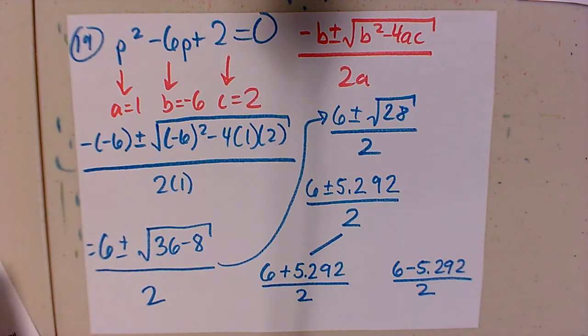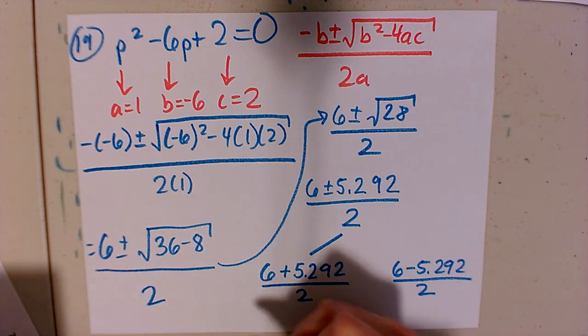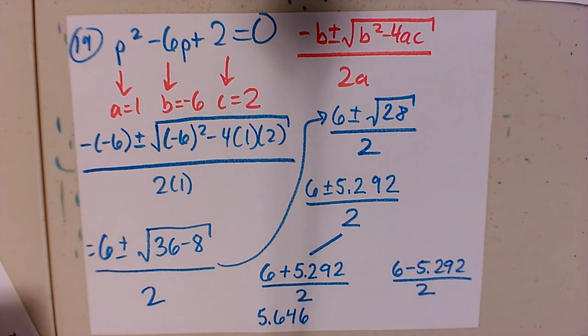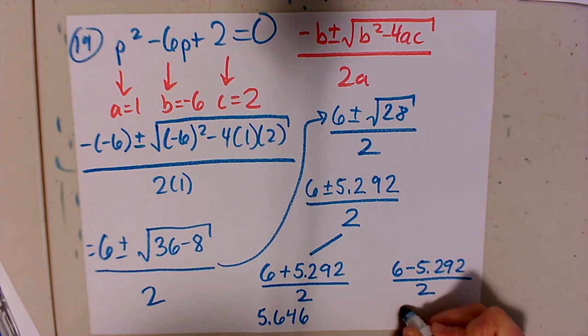So I'm going to do 6 plus 5.292 and then divide that by 2, and I'll get 5.646, and then I'll do 6 minus 5.292, and then I'll divide that by 2, and I'll get 0.354.